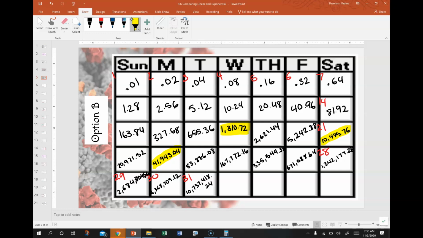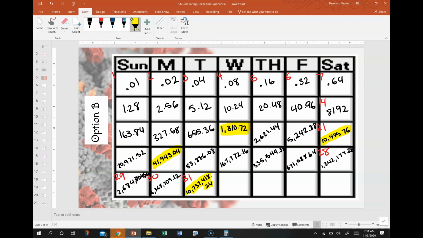Okay? And by the end, you end up earning $10,737,418.24 just on the last day. That's not all of this added together. So if you actually go back and add all this together, you end up with something like 14 million or something like that. It's a ridiculous number.